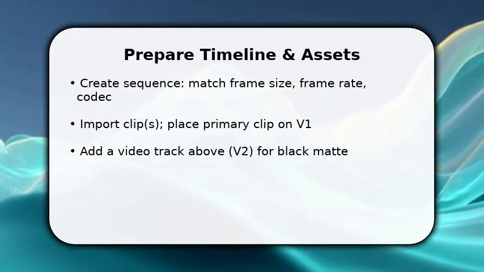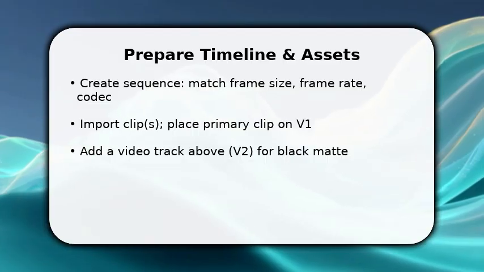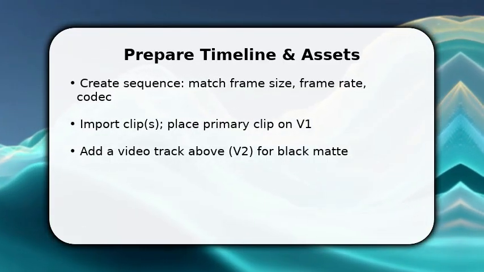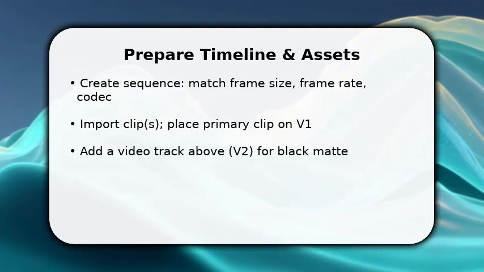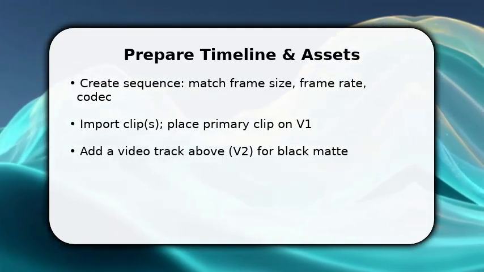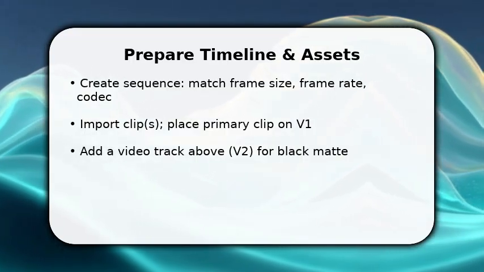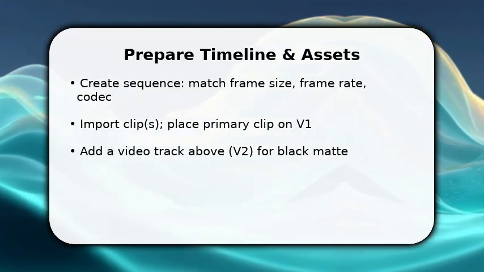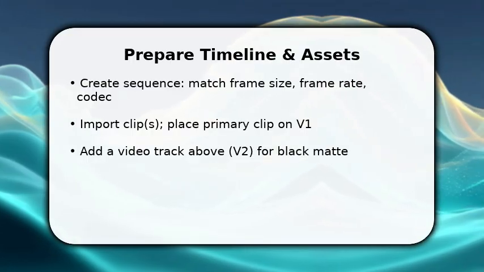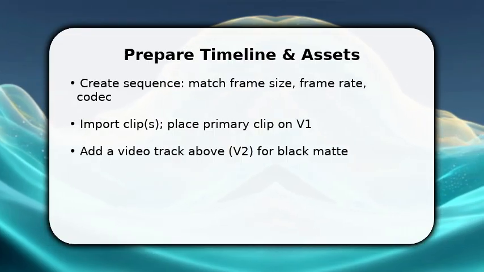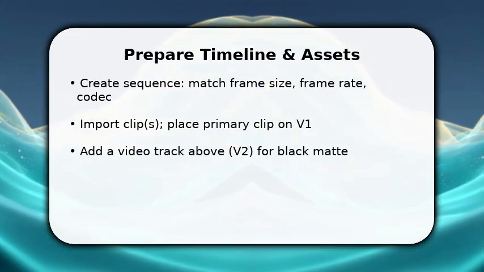You start by matching your sequence to the clip so scaling stays exact. Once done, import and place the main footage on V1. This avoids relink issues. Create a new video track above and add a black matte there. You'll use it as the effect source. Make sure the black matte covers the duration you'll affect, otherwise transitions will drop out. This first step sets up control so you can non-destructively apply the black screen without altering the original clip.